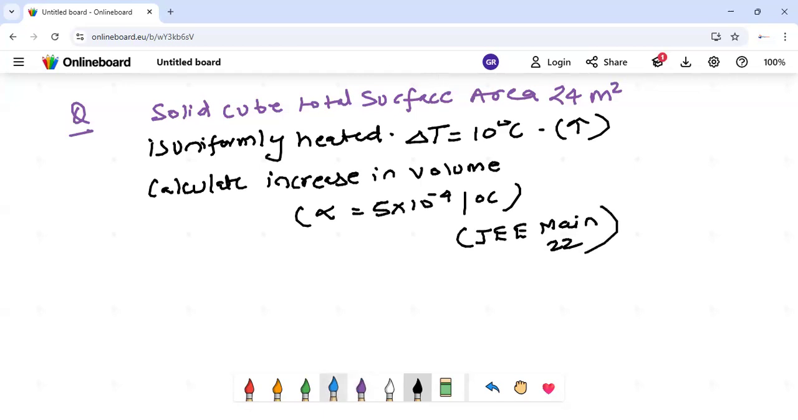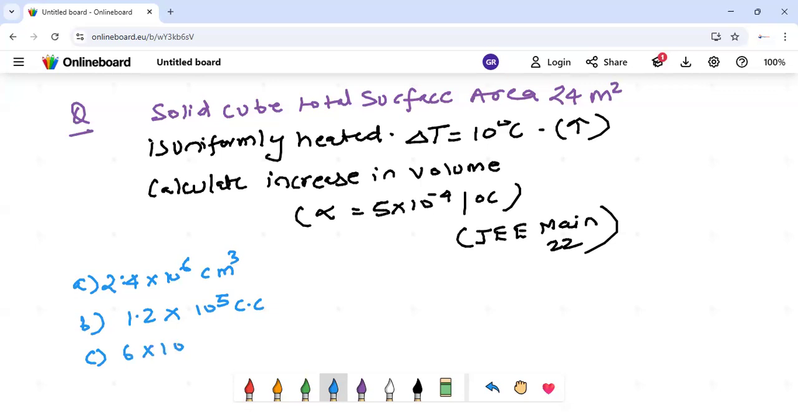This is a JEE 22 question. I'll give the options also, that will make things easy for you all. Is the question clear to everyone? Yes, sir. Okay, please solve.